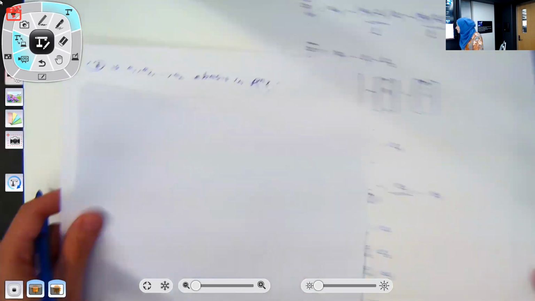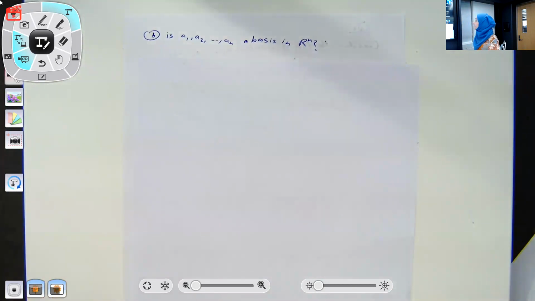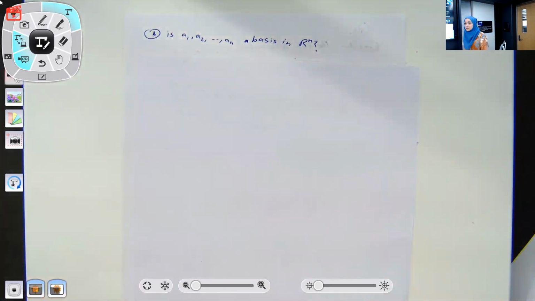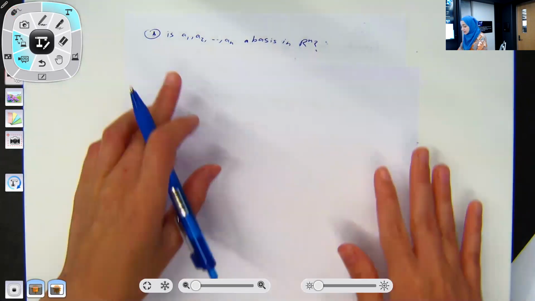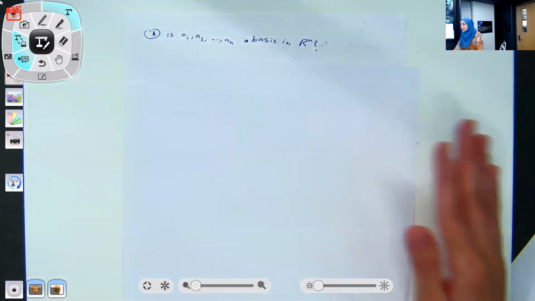In the second part, they ask you, is A1, A2 up to An a basis in Rn? They ask you if A1, A2 up to An make a basis or not. Yes, they make a basis. Why? Because when we calculate Gram-Schmidt, it doesn't terminate. It will not quit, because when we find the value of Qn it will be En, and it will not be 0. So A1, A2 up to An is a basis, and the vectors are linearly independent.